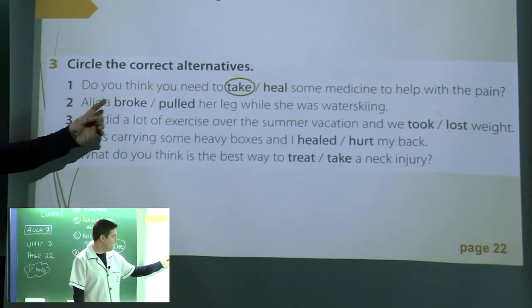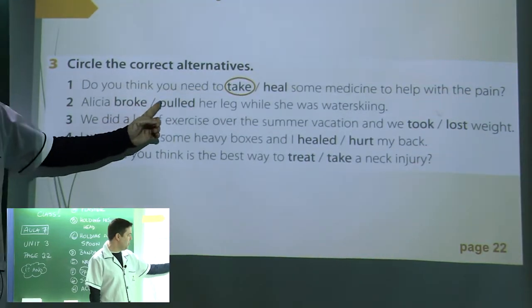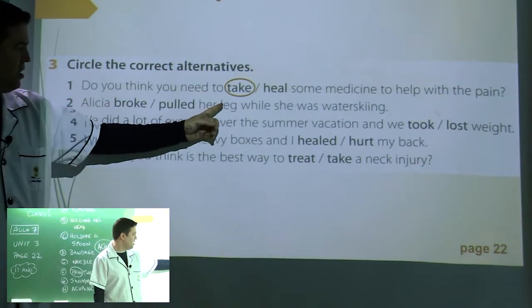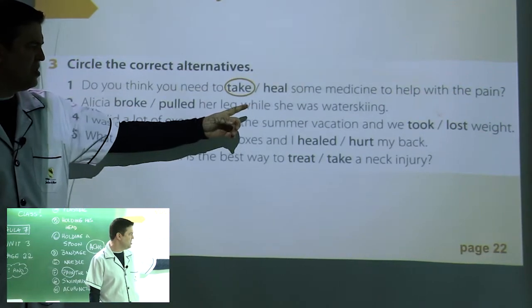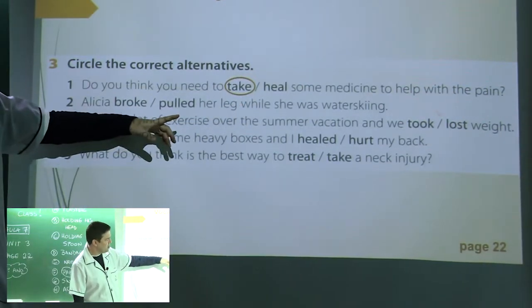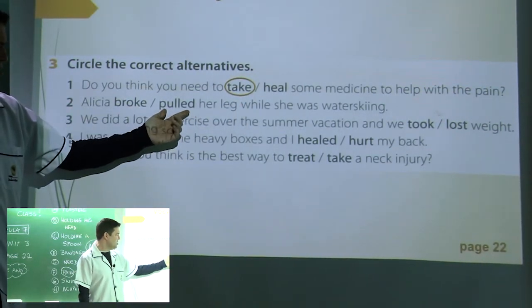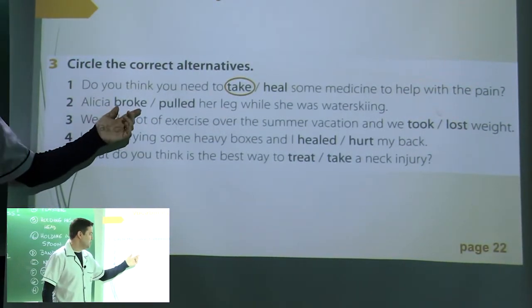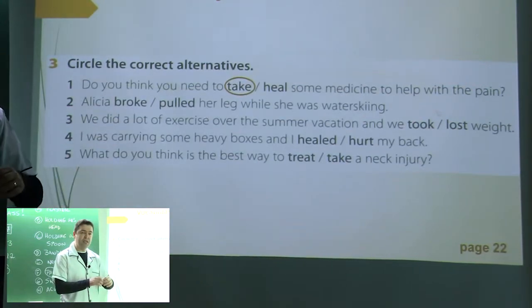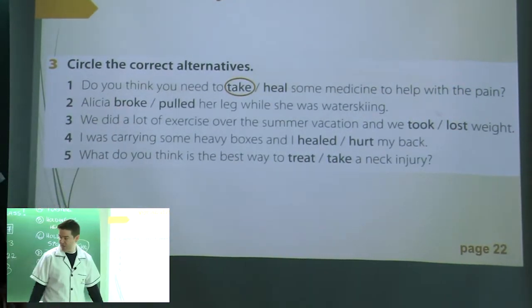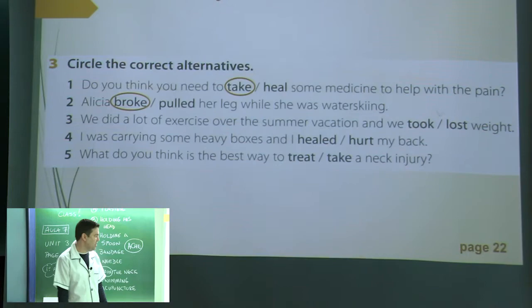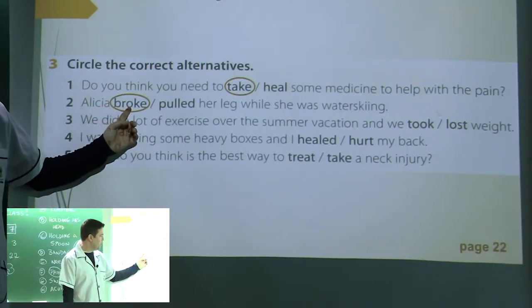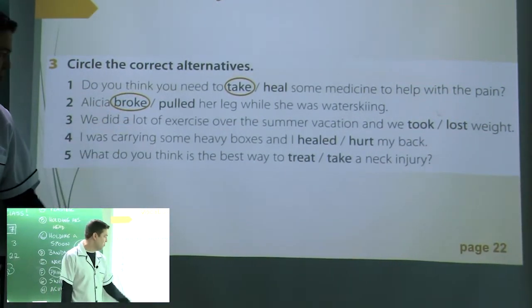Alice broke. I have 2 options here. Broke and pulled her leg while she was water skiing. Right? So a leg, this part of the body here, a leg. So you don't pull, you pull what? A muscle, right? In here you are breaking something. That's why we use the word break in the past, broke, right?